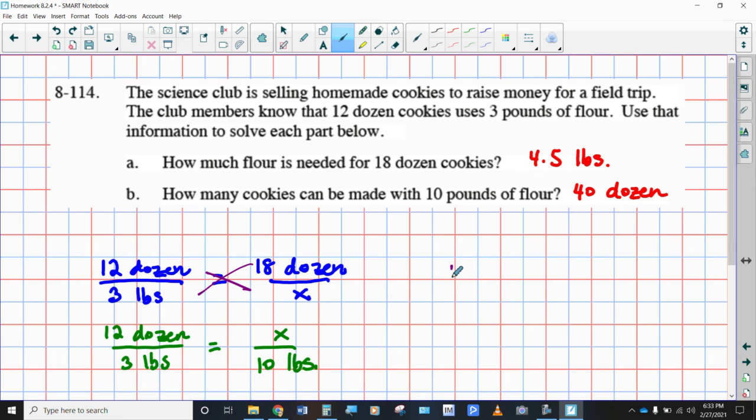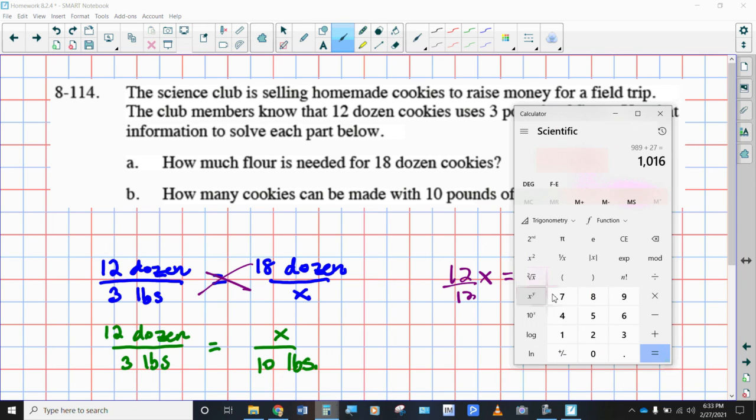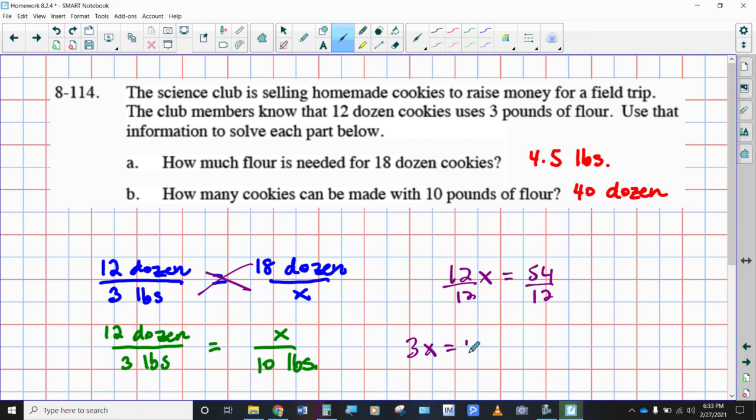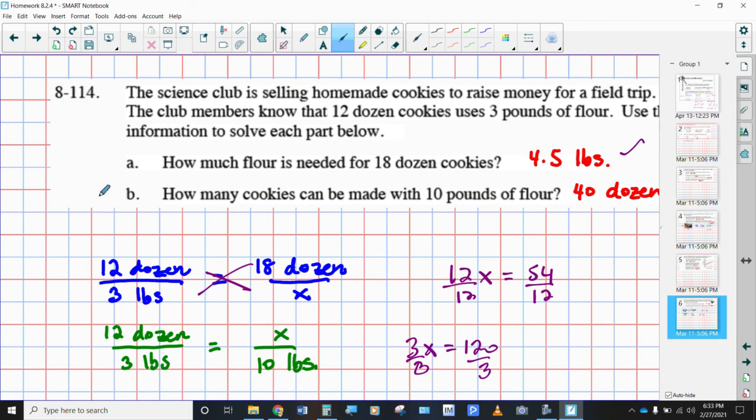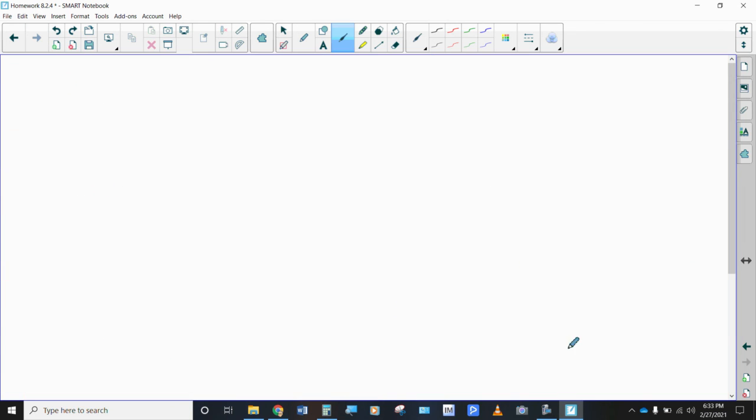Okay, so if you didn't want to do the giant one and simplify, you could always cross multiply and get 12x is equal to 54. But then you're now going to have to take 54 and divide it by 12. And let's just verify that that's what we get. 54 divided by 12 is 4.5. Yes. And then here you're going to get 3x is equal to 120. And I know for sure that 120 divided by 3 is 40. So we got both of those correct. Hooray. And we are done. All right. Let's move on.